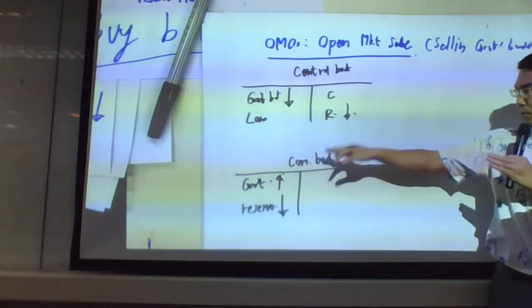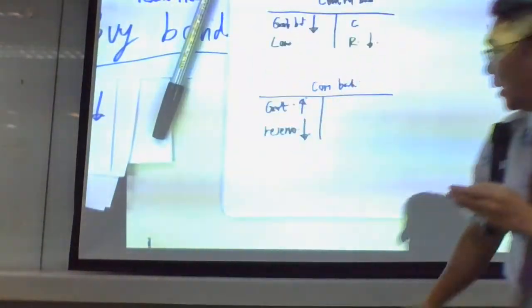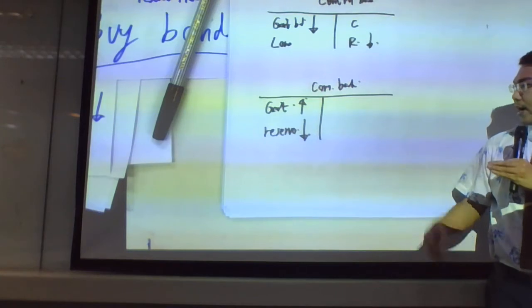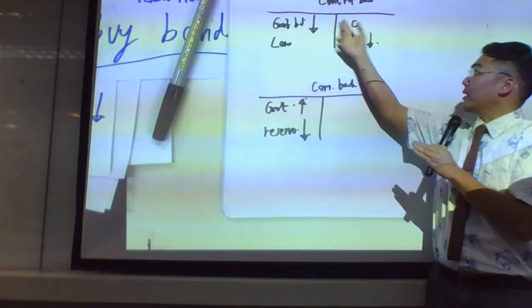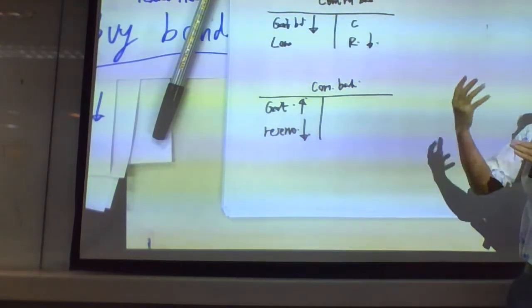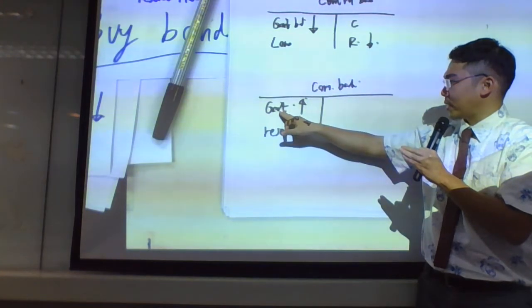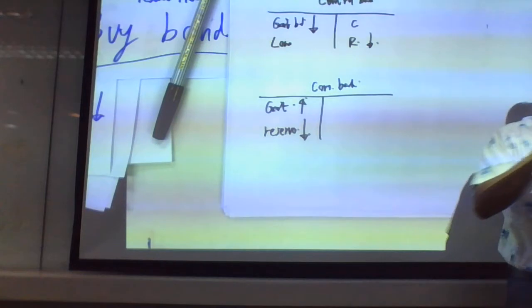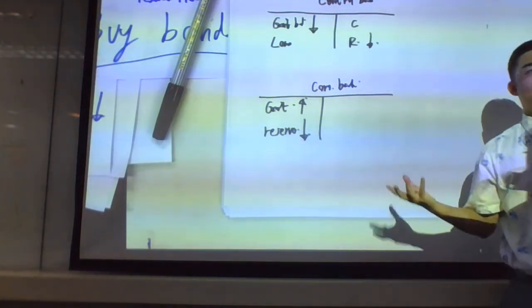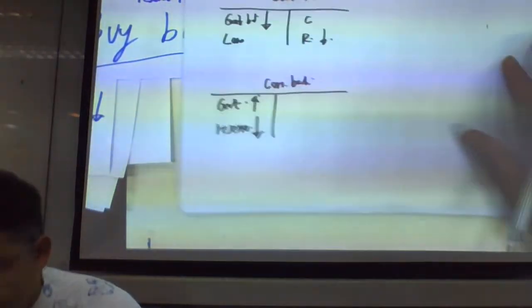Remember that the commercial banks have an account with the central bank, okay? The account with the central bank is the reserve here. So when the central bank sells the bond to you, the government bonds will increase and you will have to pay me with your money. So the reserve will be decreasing because you pay for the bond, right? So for this one, I just show you the direction.